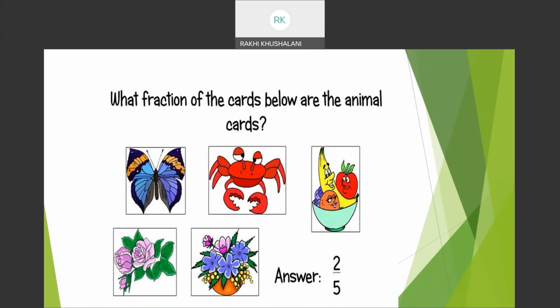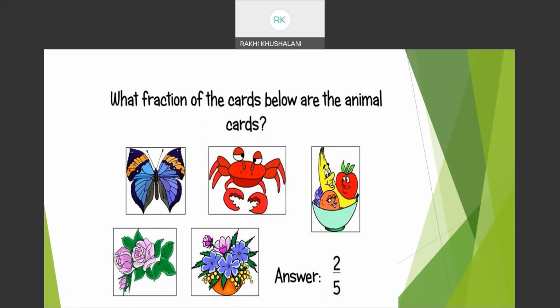Okay, or a pot of flowers, a vase that is filled with flowers. Now they are asking what fraction of cards, these are stickers or cards, whatever you consider, are the animal. In animal, we can consider the butterfly and the crab. So out of a total of 5 cards, 2 of them, see, there are different ways of looking at the group.